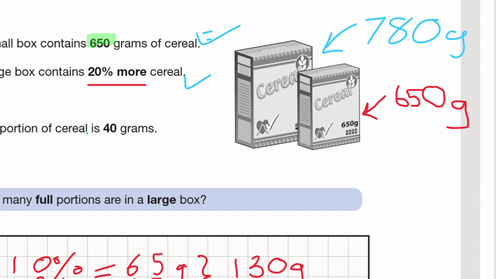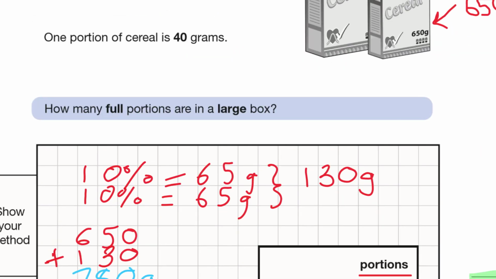Next bit, one portion of cereal is 40 grams. How many full portions are in a large box? So we need to know, out of our box of 780, how many portions of 40 grams can come out of that box. So it's a sharing, it's a division, isn't it? So we are going to do a long division.